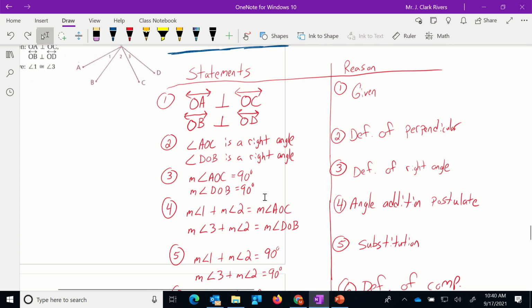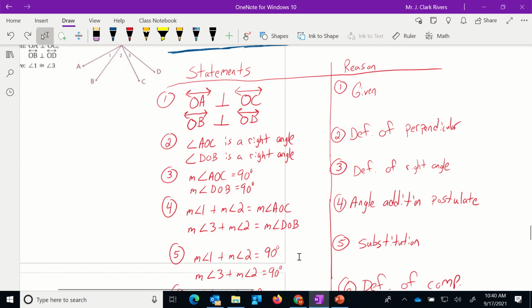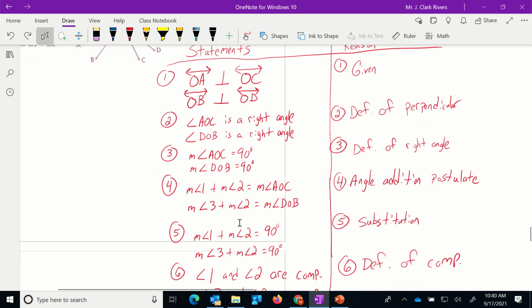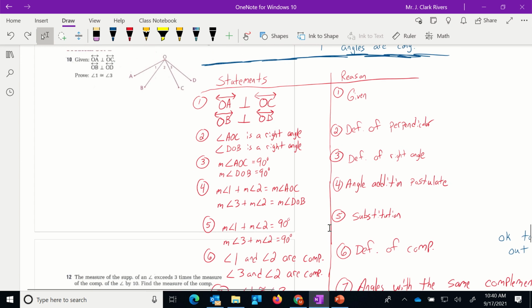Now we can use substitution, right? If AOC is equal to 90 and DOB is equal to 90, we can take out AOC and DOB and plug in 90. Measure of angle 1 plus measure of angle 2 equals 90 degrees. That's substitution. Measure of angle 3 plus measure of angle 2 equals 90 degrees. So we have shown now that 1 and 2 are complementary and 3 and 2 are complementary.